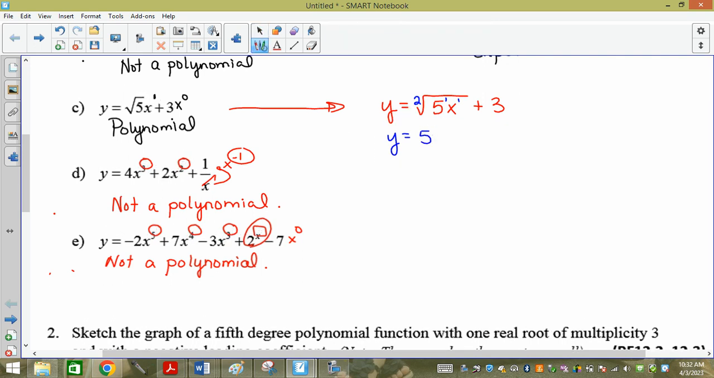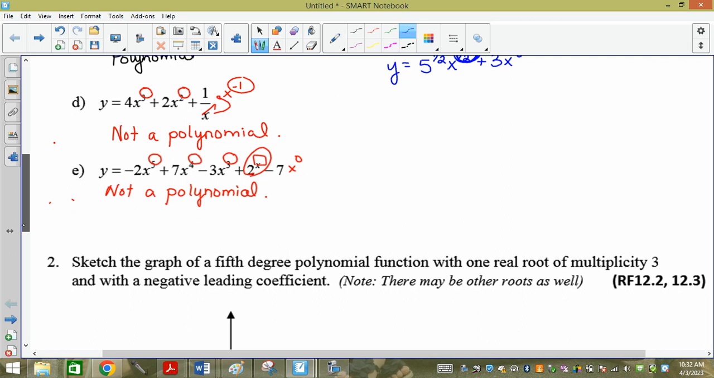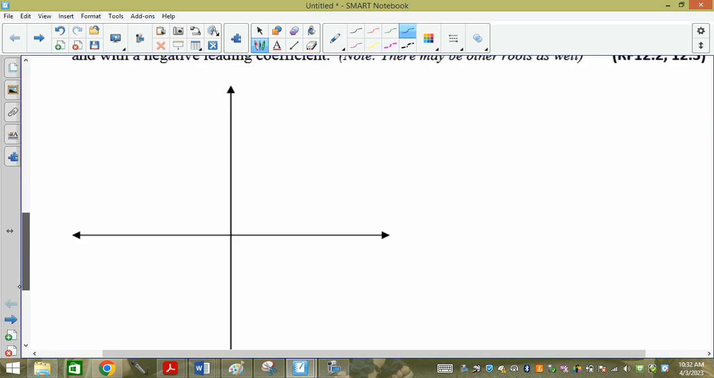Thanks, board. 5 to the half, x to the half, plus 3x to the 0. And this is not a whole number, so that wouldn't be a polynomial. So if your square root is over the variable, it's not a polynomial. If your square root's over the number, square root of 5 is just a decimal. That's totally fine. Okay? This one we talked about already. Okay.